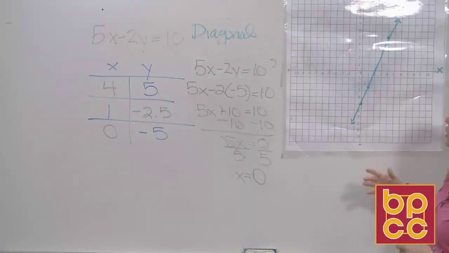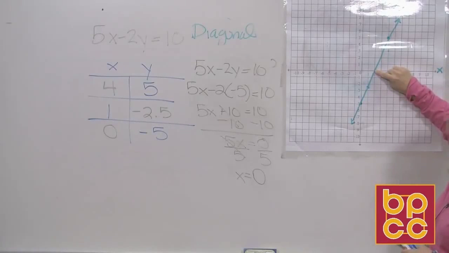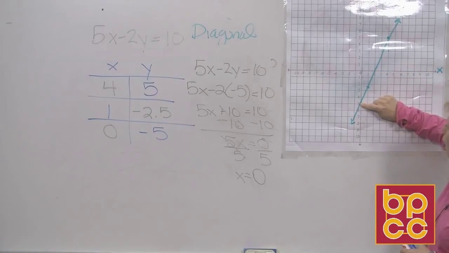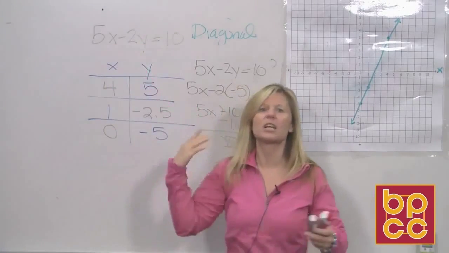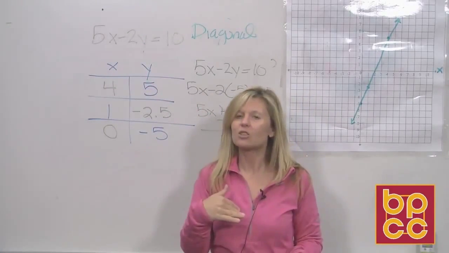And everybody look, this line touches the x-axis. This line touches the y-axis. That's why a diagonal line has both variables in its equation. All right, let's go back to our notes.